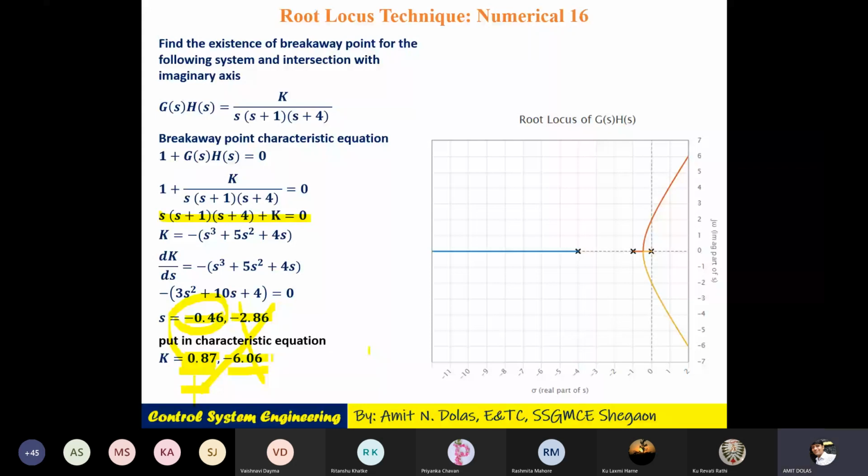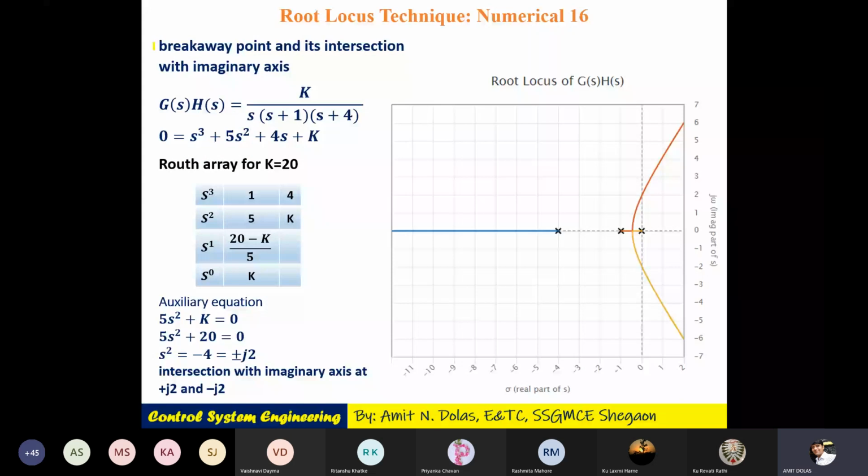Now, one more thing is asked. The breakaway point is found, now its intersection with the imaginary axis. That is fine, minus 4 will terminate towards infinity on the real axis. But what about this? These two will meet at minus how much did we get? Minus 0.46. But one of these will go towards infinity by intersecting the imaginary axis. The other will go toward this. Why? Because there are 3 poles, no zero. So there will be 3 asymptotes. The angles will be 180, 60 and minus 60.